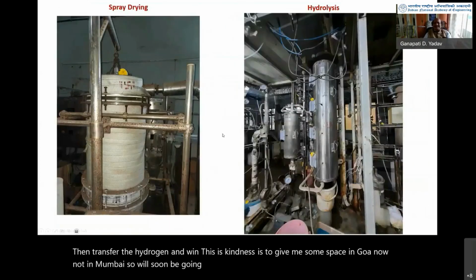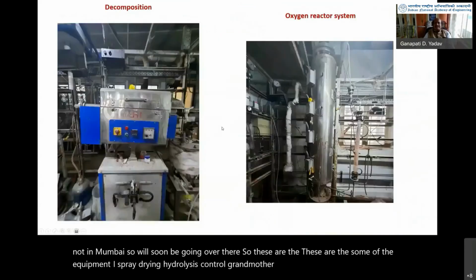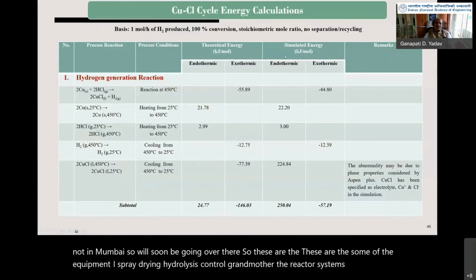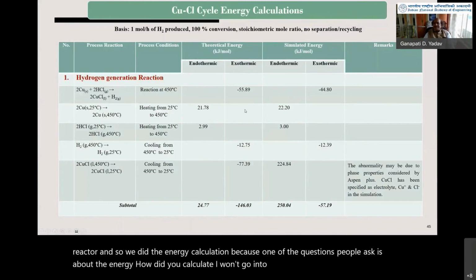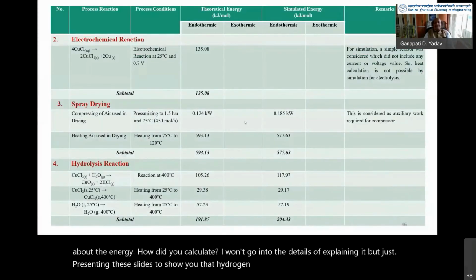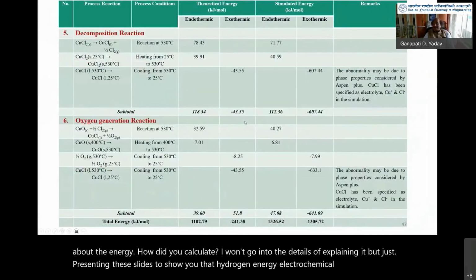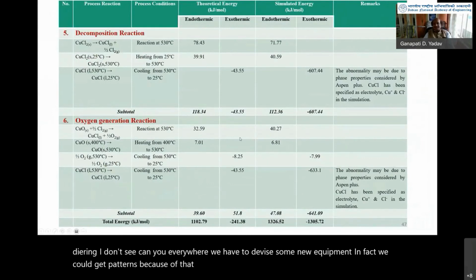So these are some of the equipment like spray drying, hydrolysis, a control room, the reactor systems and the oxygen reactor. And we did the energy calculation, because one of the questions people ask is about the energy. How did you calculate? I won't go into the details of explaining it, but I'm presenting these slides to show you that for hydrogen energy, electrochemical reactions, spray drying, hydrolysis, everywhere we have to devise some new equipment. In fact, we could get patents because of that. In the decomposition reaction, oxygen generation.